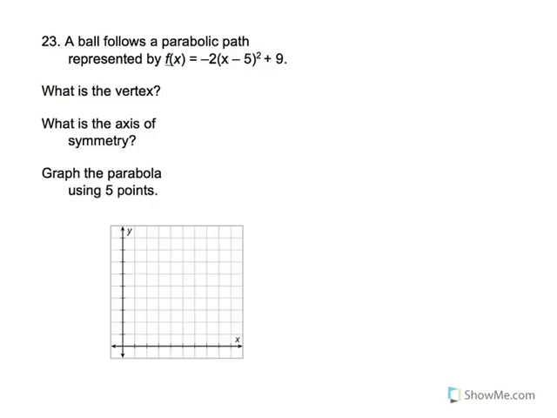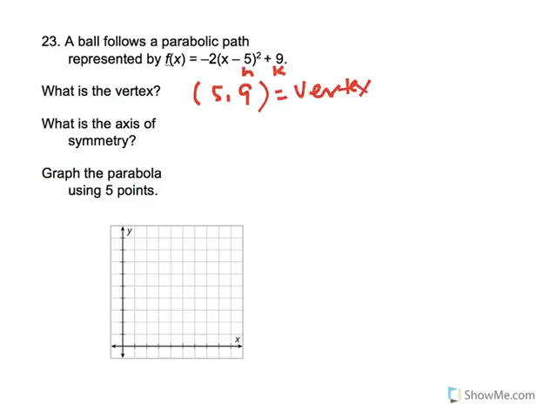Number 23 says a ball follows a parabolic path represented by this quadratic equation here, which appears to be vertex form. And it says, what is the vertex? So we can tell that the vertex is given by h and k. So the vertex is actually (5, 9), and that is equal to the vertex.